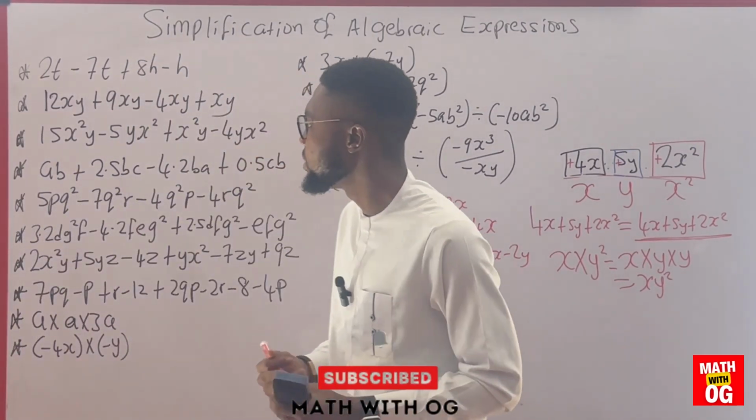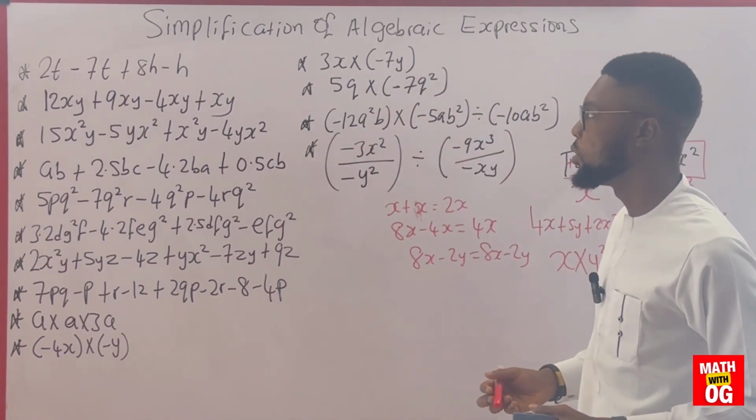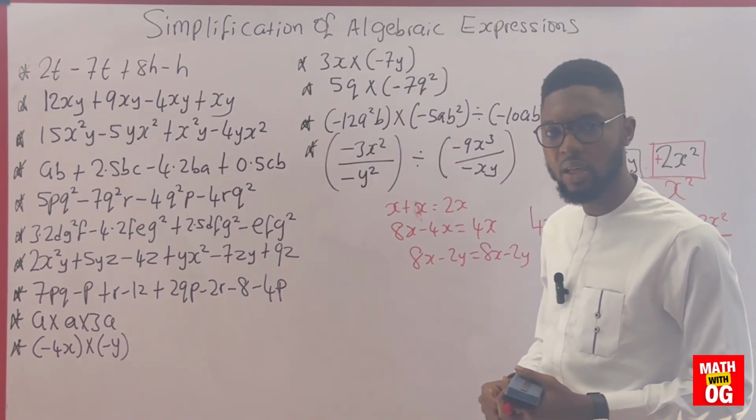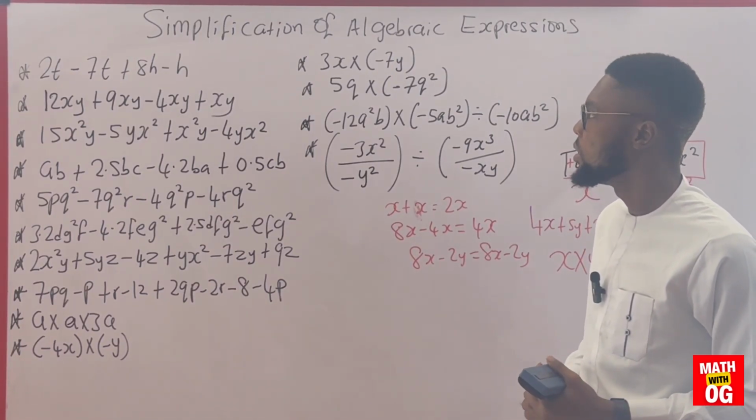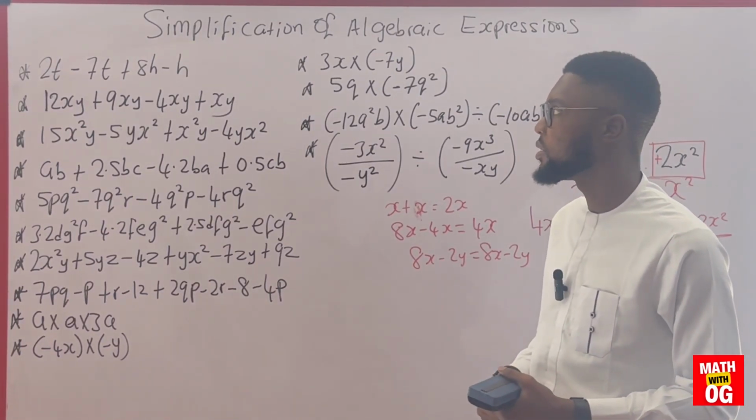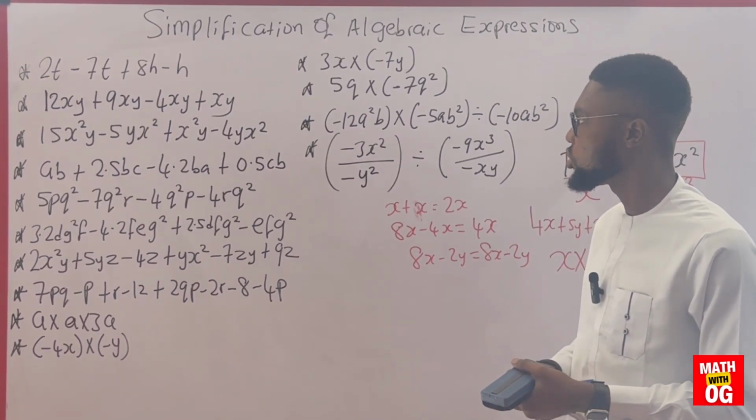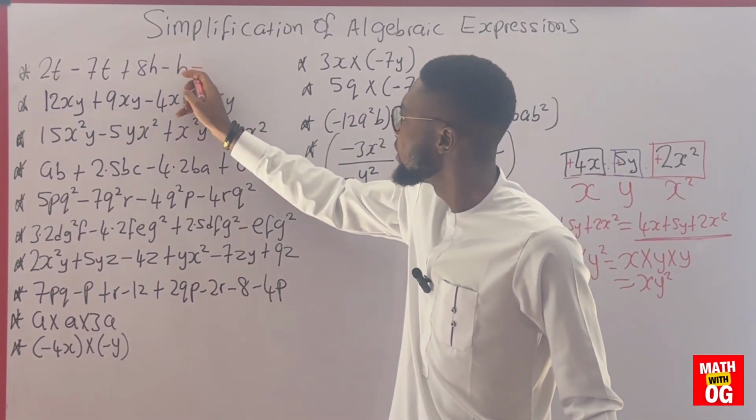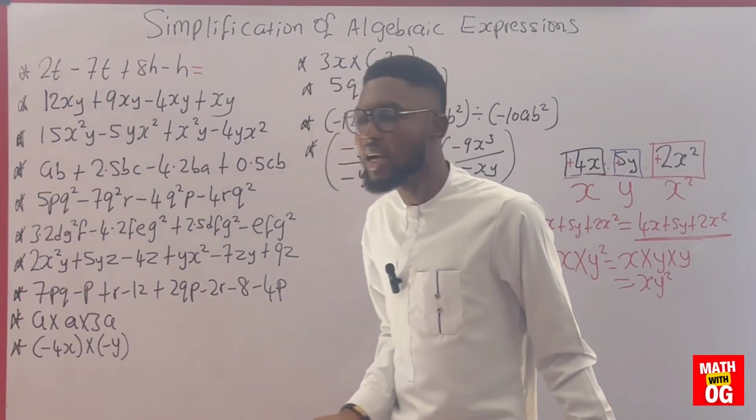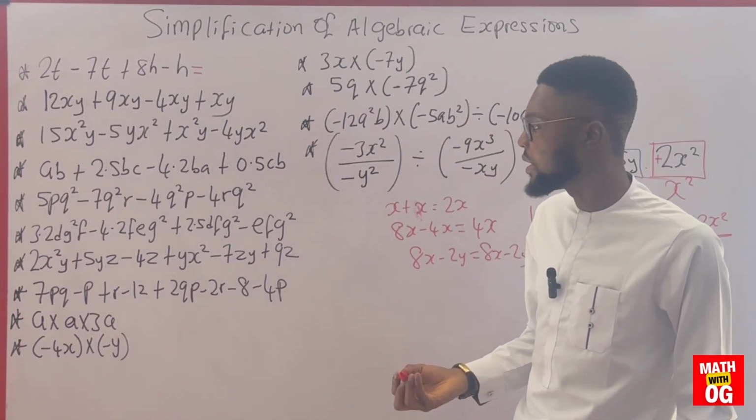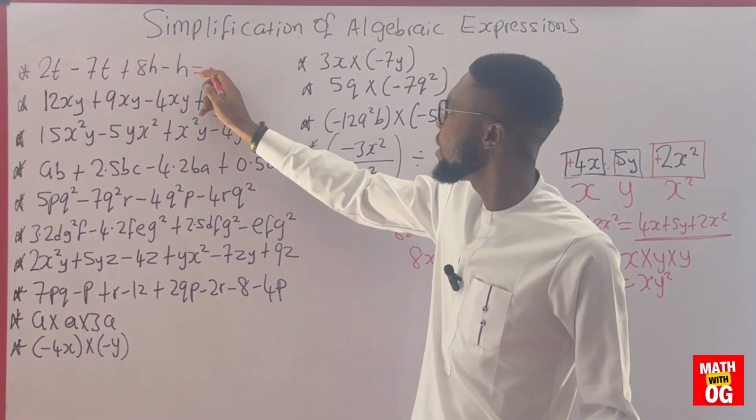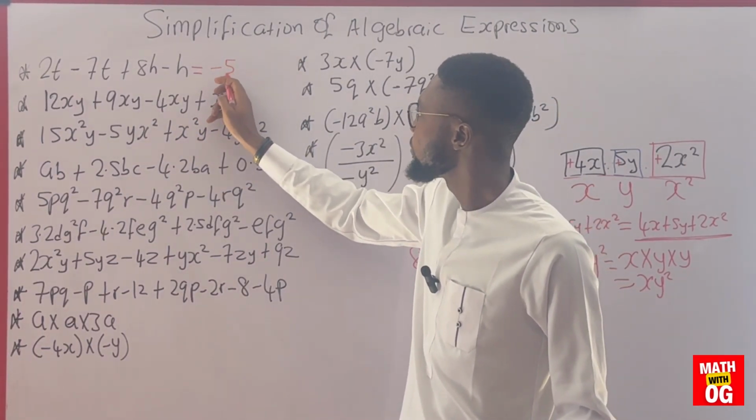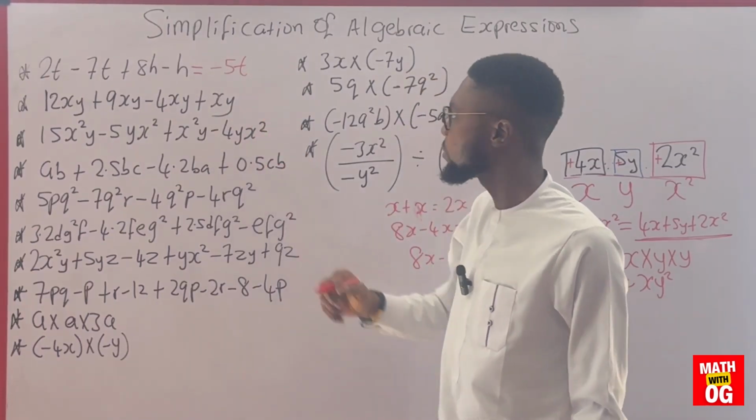I believe when we tackle all these questions on the board, it will start making more sense to you. Now let's start with the very first question on the board. 2t minus 7t plus 8h minus h. You agree with me that t and t, they are the same variable, meaning that we can add them up. Now what is 2 minus 7? 2 minus 7 is minus 5, so I'll be having a minus 5t.